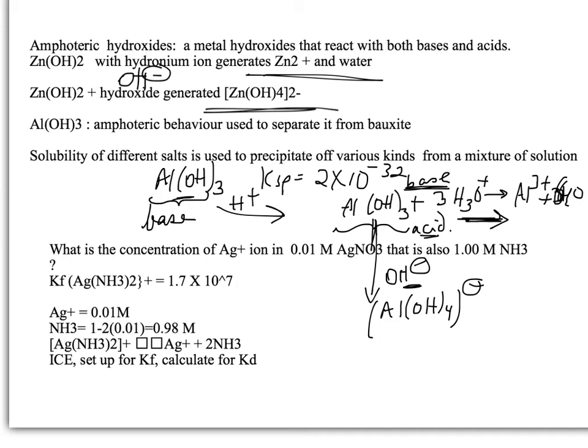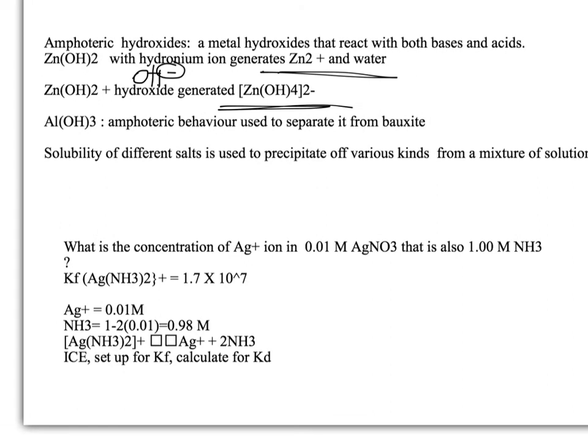Now I'm going to spend some time going over some math problems which will tie in the complexometric and Ksp possibilities, all of that together, and we'll take it from there. Okay, so the first question is, what is the concentration of silver ion in 0.01 molar AgNO3 that is also 1 molar ammonia?